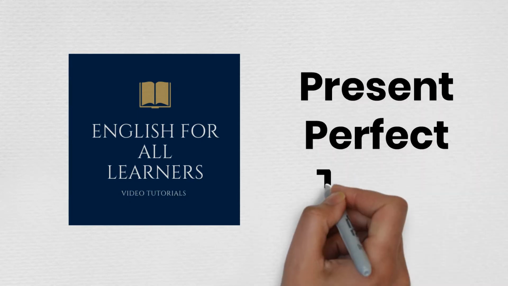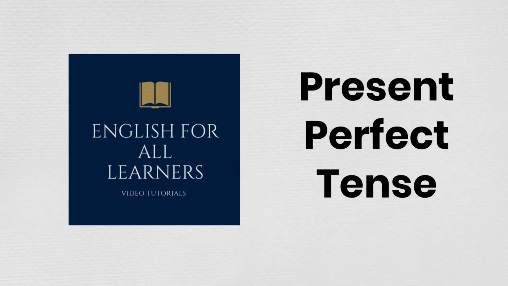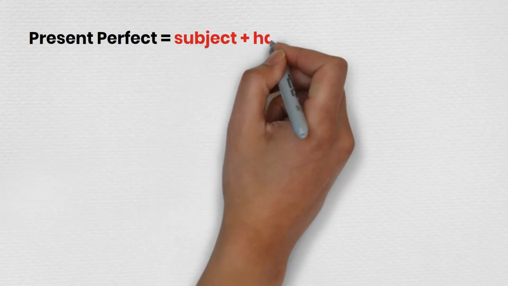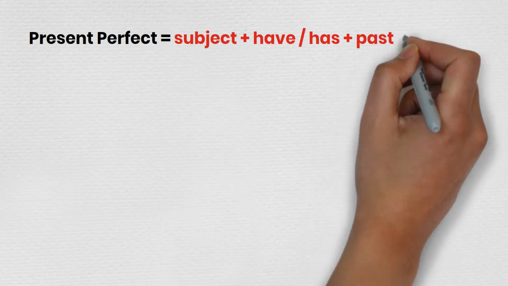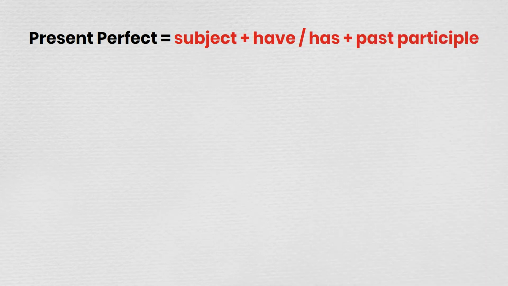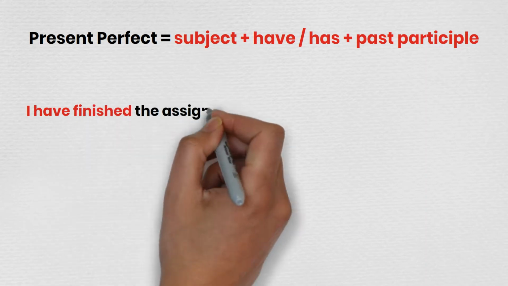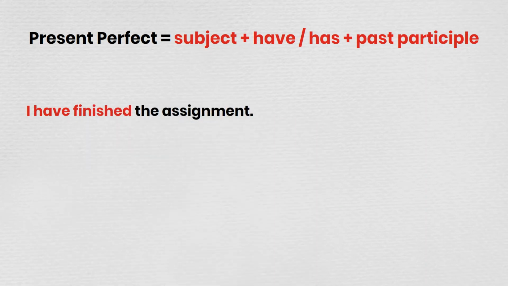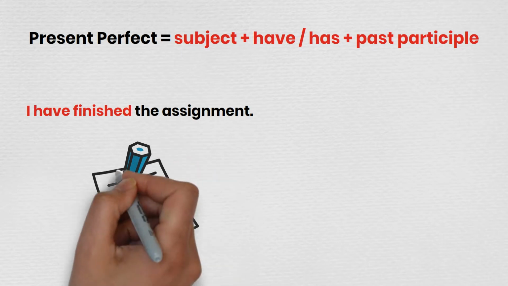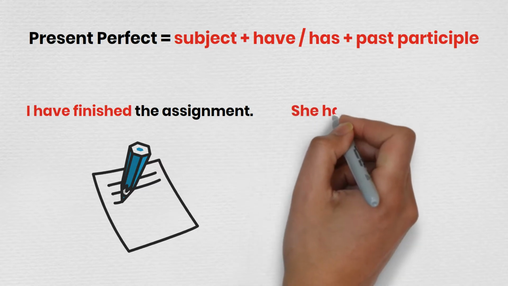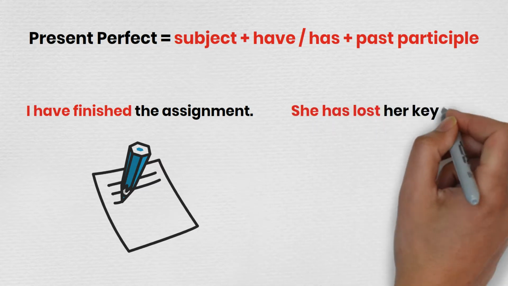Present perfect tense. We form the present perfect with a subject plus have or has plus past participle. I have finished the assignment. She has lost her keys.